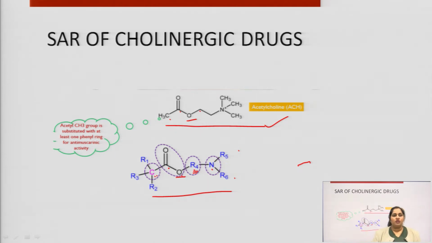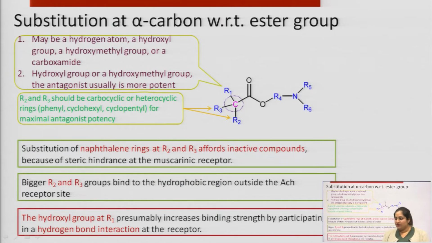Now, if we talk about structure activity relationship, we have different targets in case of cholinergic drugs. We can see the different substitution at this carbon, or we can change this steric group, or the ethylene bridge in case of acetylcholine. This can be modified further, definitely the nitrogen atom. First of all, we will start with the alpha carbon with respect to the ester group. This was the ester group and this is the alpha carbon.